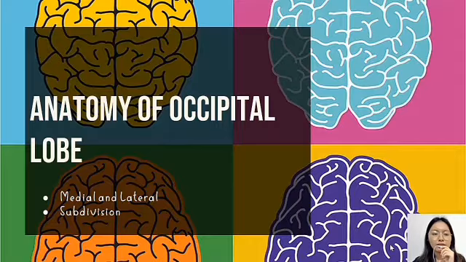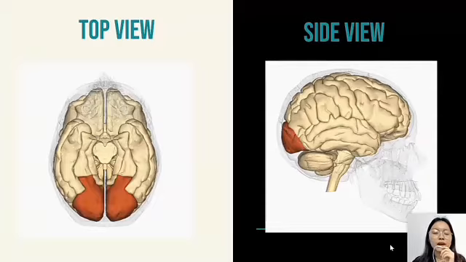I am Amanda Vivian. Now I will be presenting about the anatomy of the occipital lobe, which consists of two parts. The first part is the medial and lateral surfaces, and the second part is the subdivision. As you can see in this slide, this is the whole structure of the human brain from the top view and the side view. The part highlighted in red is the occipital lobe. We can see that the occipital lobe is located at the furthest back part of the human brain.